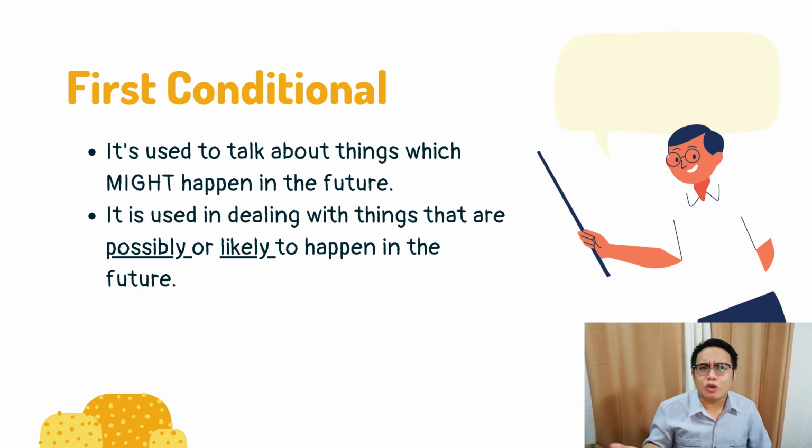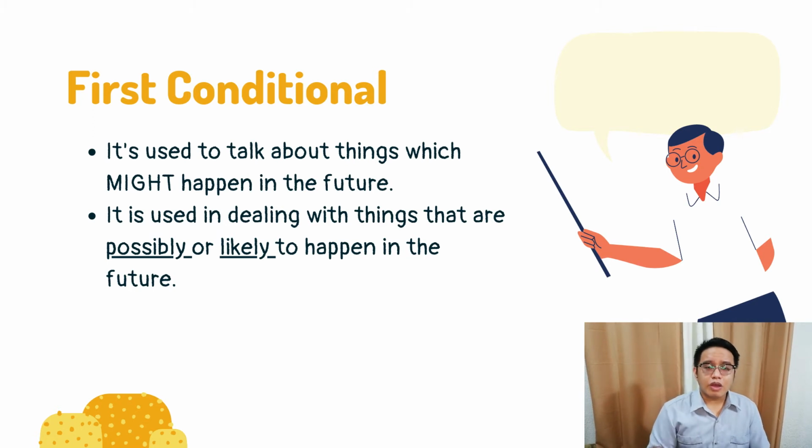Now, of course, we can't know what will happen in the future, but this describes possible things which could easily come true. These things did not happen, but they might happen; there's a big chance that they might happen. So it is used in dealing with things that are possibly or likely to happen in the future. Okay, so that is our first conditional.